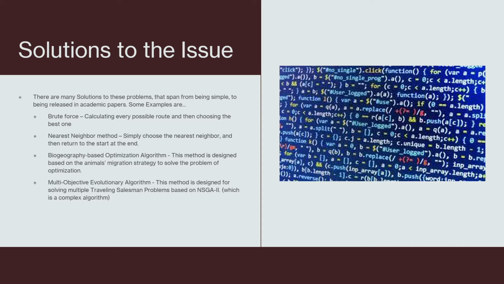There are many solutions to these problems that span from being extremely simple to being released in academic papers. Some examples are brute force, calculating every possible route and then choosing the best one; the nearest neighbor method, which is to simply choose the nearest neighbor and then the next nearest and then the next nearest, and then return to the start at the end. Biogeography-based optimization algorithm, which is a method designed based on animals' migration strategy to solve the optimization problem. And then the multi-objective evolutionary algorithm. This method is designed for solving multiple traveling salesman problems based on NSGA-II, which is a complex algorithm.